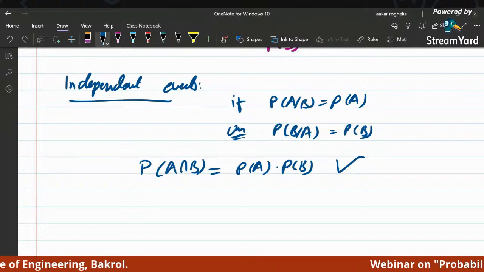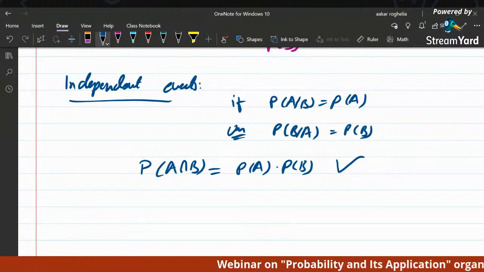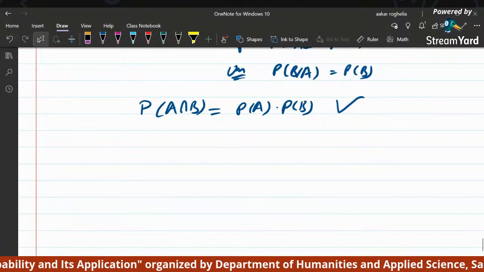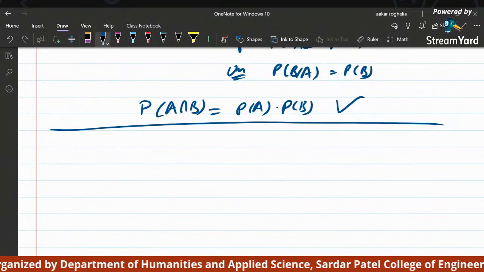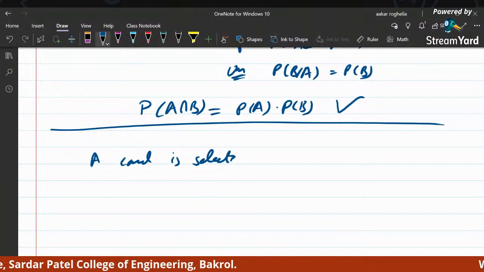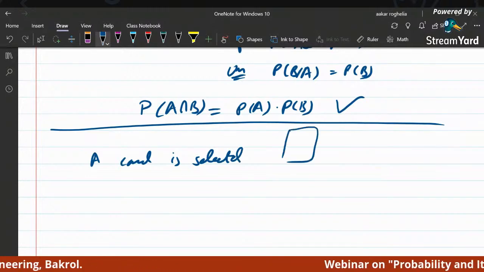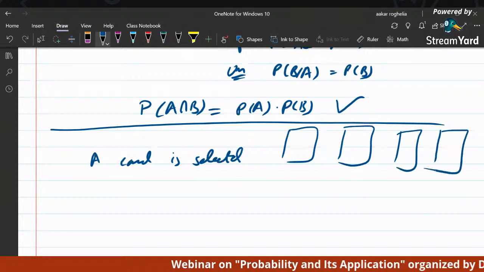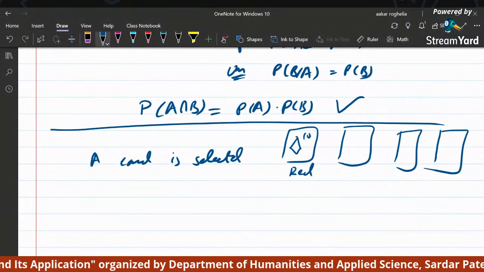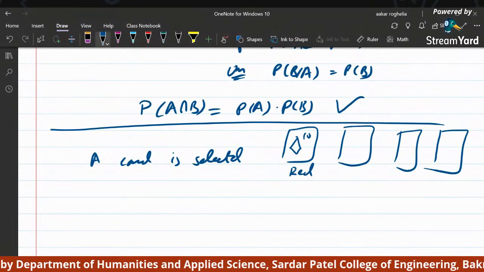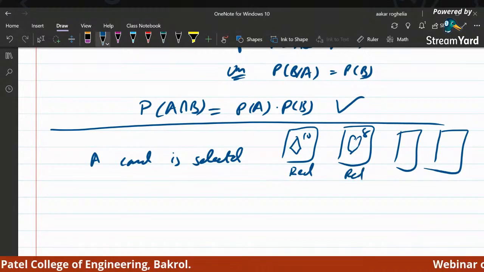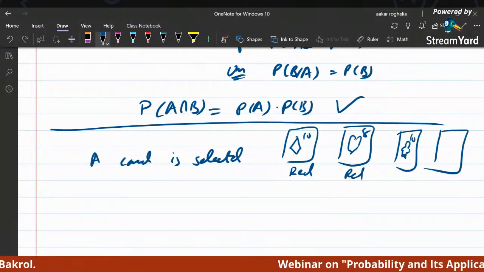We'll try to see one example, a simple example, and check whether the events are independent or not. Right? So let us think that way. A card we select. There are 4 cards, I'm just taking 4 cards only. Diamond 10, of course, is a red color card. Diamond 8 is also a red color card. Spade 10 is a black color card.